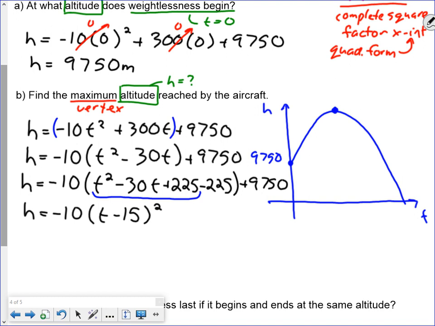squared. And as we do this, we're going to multiply the negative 10 by the 225 to get positive 2,250. And this is going to get added to that 9750, to give us a final vertex form of negative 10 times t minus 15 squared plus, if we add these two things up, we are going to get 12,000.